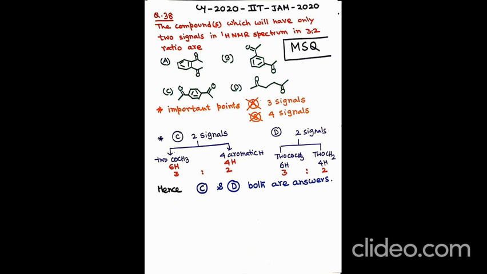Now coming to compound D, that is an aliphatic compound, and there also two signals will be there. One is a COCH3 signal, another is a COCH2 signal. Will the 3:2 ratio come or not? For that, there are 2 COCH3 and 2 COCH2 groups, so it is also 6:4, otherwise 3:2. So this question number 38 will have two answers, C and D.